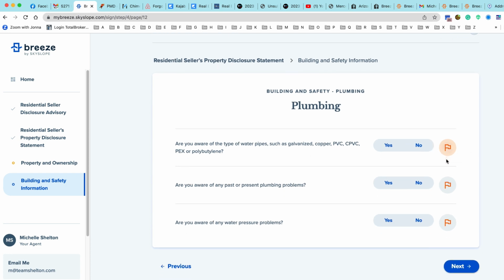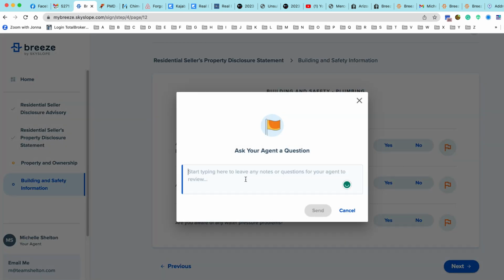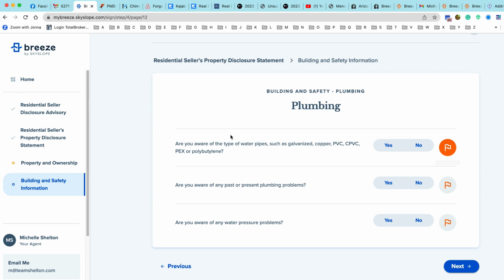So let's just do, what is this? What is this? I'm probably not going to know what it is. I wonder if it connects it to that question. Are you aware of any past or present problem? Are you aware of any water pressure? No.